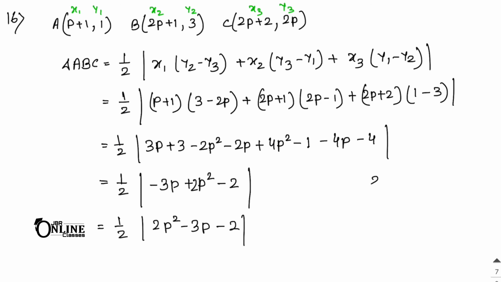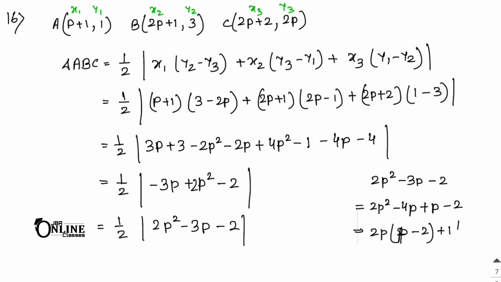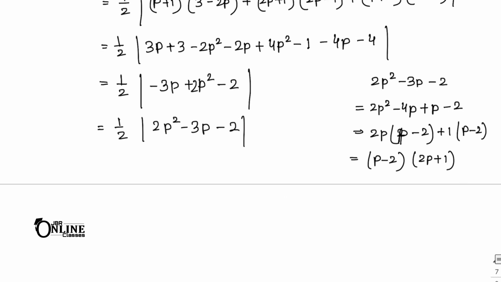Now if you here factorize 2p square minus 3p minus 2, then you can write down 2p square minus 4p plus p minus 2. So here if 2p will be common, it becomes here p minus 2, and if 1 will be common, so again p minus 2. So that one will be here p minus 2 into 2p plus 1. So that means here half into p minus 2 into 2p plus 1, that is your answer. It's square units. Okay, that is the area of the triangle.